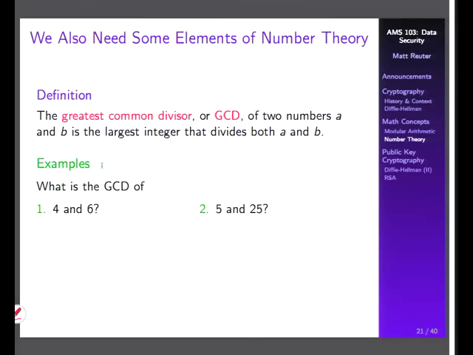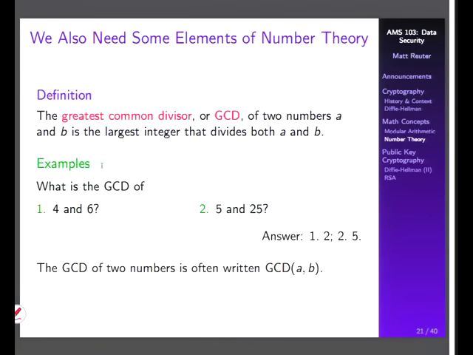What about for number 2? What's the GCD of 5 and 25? It's just 5. Because does 5 divide itself? Always. And does 5 divide 25? Yep. And the way that the GCD is often written is GCD and then, in parentheses, our numbers a and b.